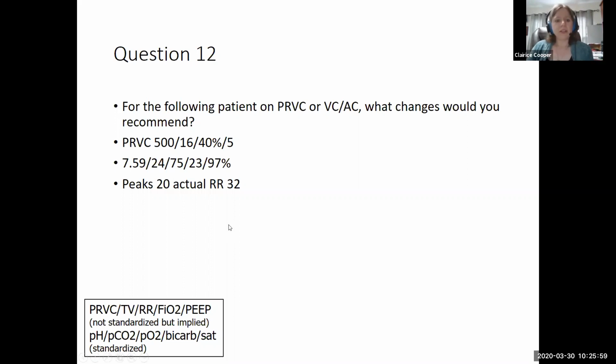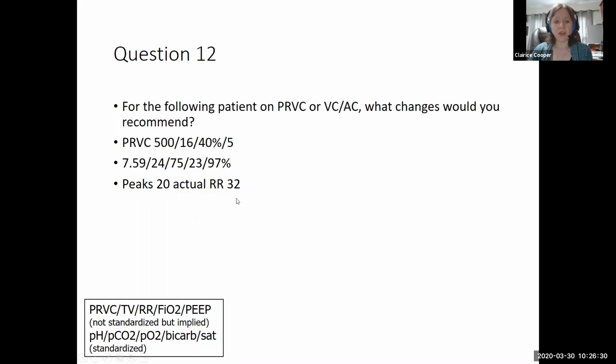So for this patient, we have a patient on PRVC, minimal vent settings. We do have some alkalosis with a pH of 7.59, and we can see that it is a respiratory alkalosis. The bicarb is normal, but the PCO2 is low. So this is a hypocarbic respiratory alkalosis.